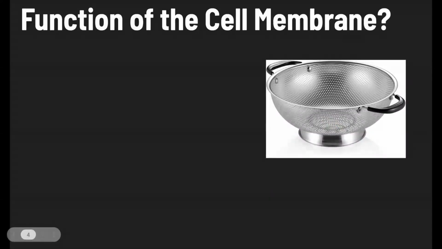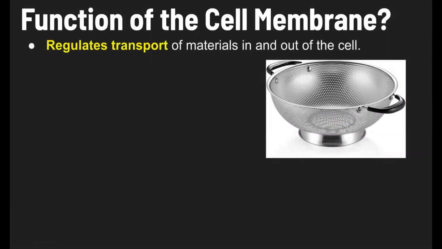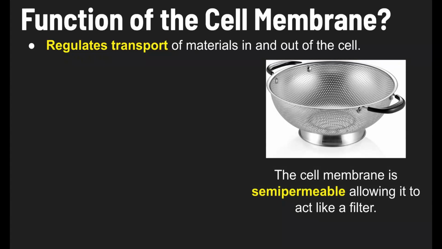All right, now what's the function of the cell membrane? It regulates transport of materials in and out of the cell. Now, an analogy might help. The cell membrane is kind of like a filter because it allows some things in and keeps other things out. And for that reason, we say that the cell membrane is semi-permeable.